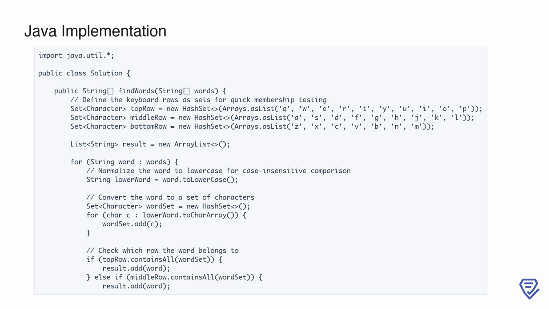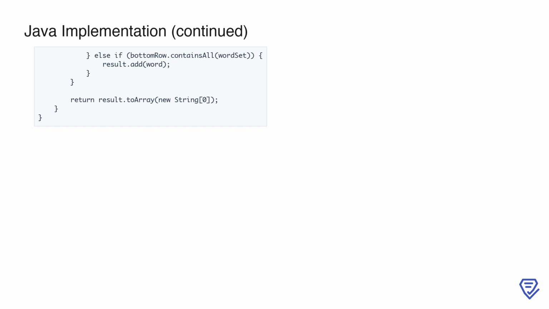Here, we start with the top row check using the containsAll method. If the word doesn't fit entirely within the top row, we move on to check the middle row. Similarly, if the word matches all characters in the middle row, it gets added to the result list. Finally, for words that don't belong to either the top or the middle row, we check against the bottom row. If the bottom row contains all the characters of the word, it is added to the result list as well.